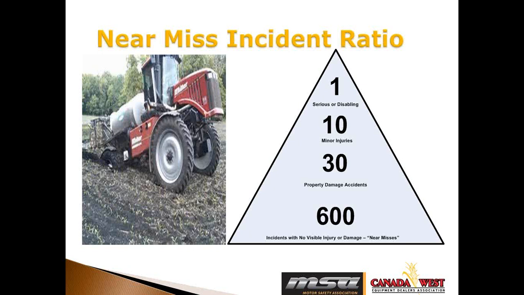This here is the near-miss incident ratio triangle. As you can see, for every 600 near misses, there could be 30 items of property damage or accidents, 10 minor injuries, and 1 serious or disabling injury or fatality. So every time there's a near miss, look at how the ratio is in your workplace. Once you have those near misses, you can control them so that it doesn't go up to the next point on the triangle. That's where you're going to be successful. So keep that in mind when you get those near misses, and you can control them right here before they get here.